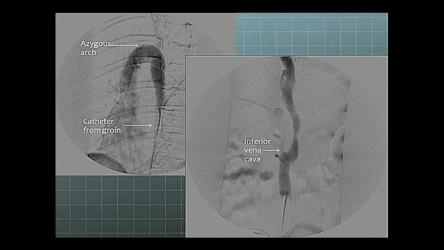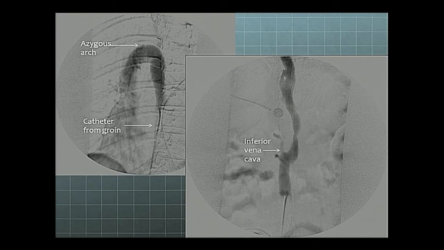This is a patient where I put a catheter from the groin. I thought I was in the superior vena cava, and my guide wire kept going in this direction. Injected contrast, and I was in the azygos vein. This is the azygos arch. Great big high flow azygos arch going into the cava. Pull my catheter back. And this is the inferior vena cava. It's a little thread. Great big collateral into the azygos.